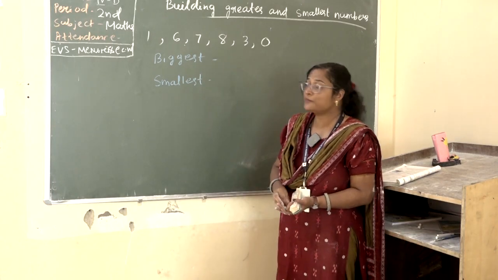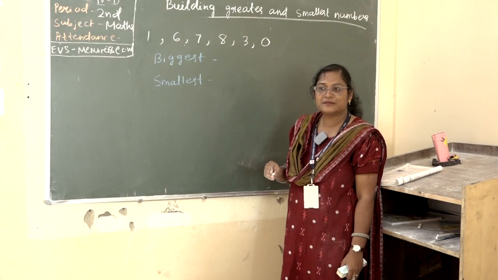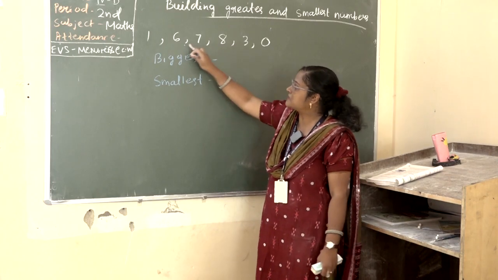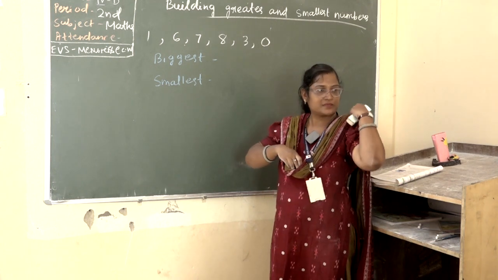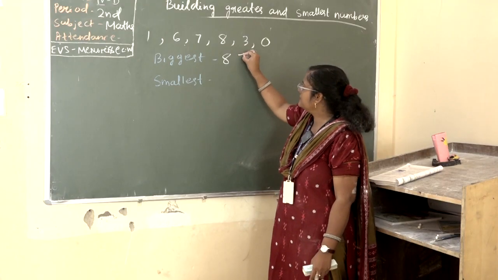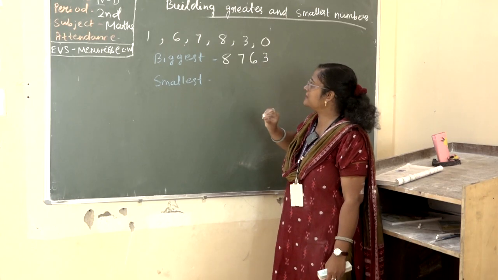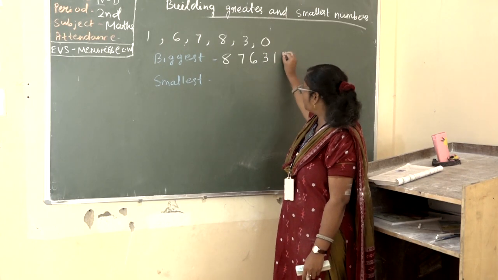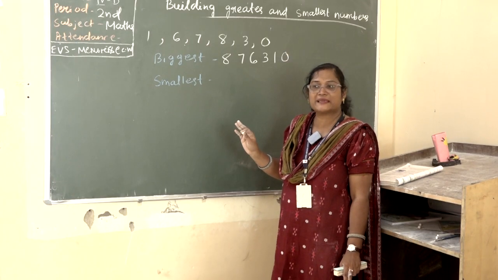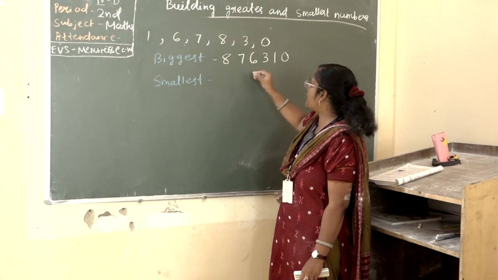Okay, for the biggest number, what did I say just now? How do we arrange the number? Decreasing order, descending order. So among all of these, which is the bigger number? 8. Next what number will come? 7. Next 6. Next 3. Then 1, 0 will come last to form the biggest number. To form the biggest number, 0 will come last, right? Because it is the smallest, right? So now where will you give the comma?